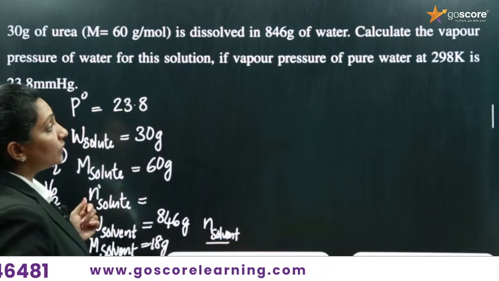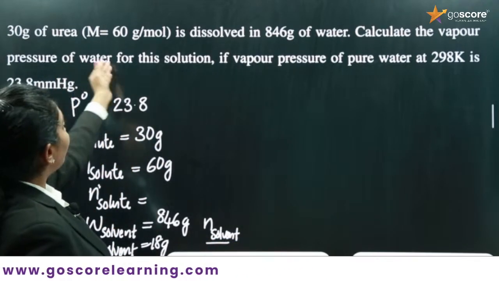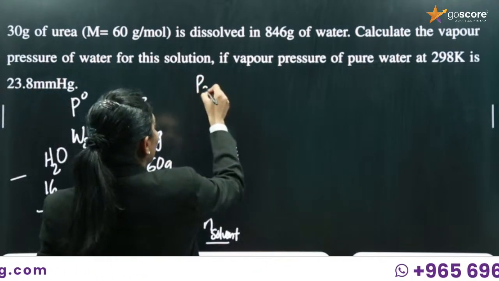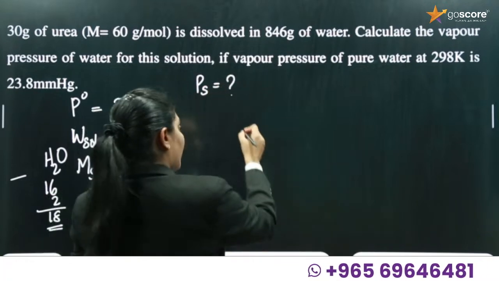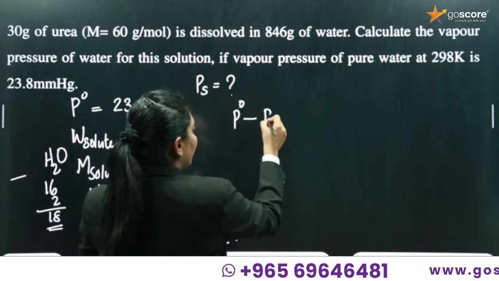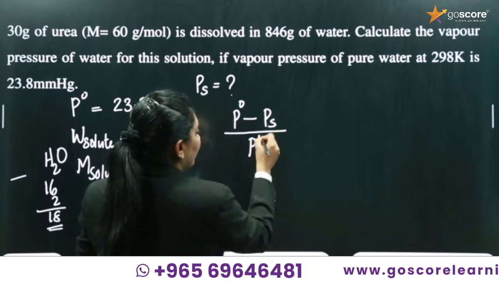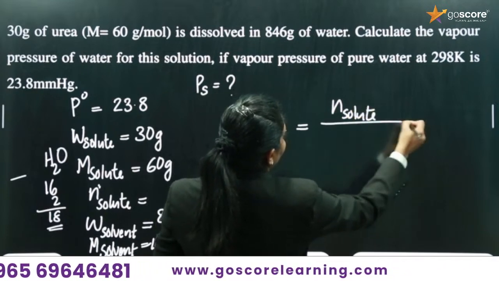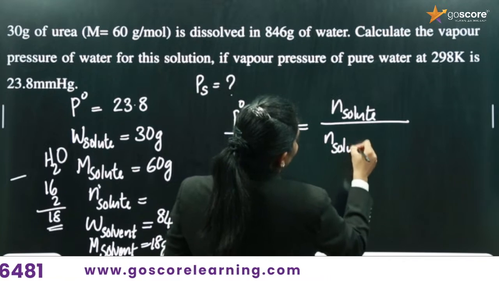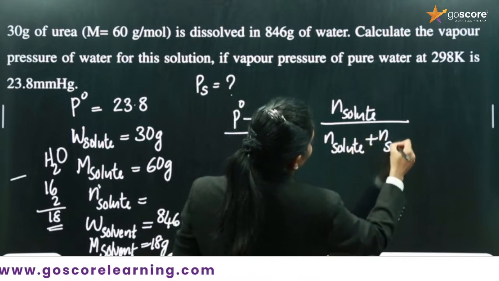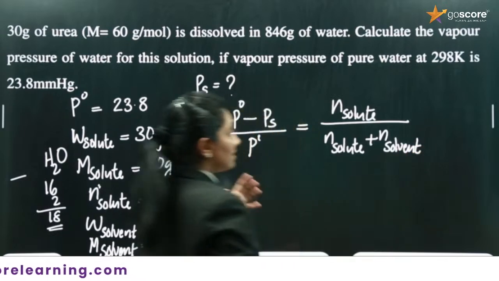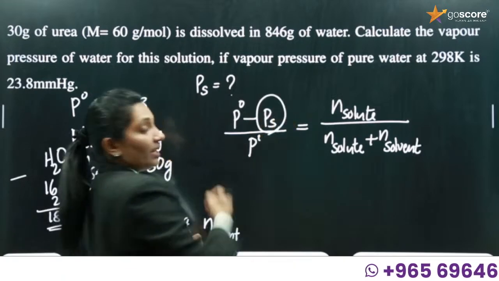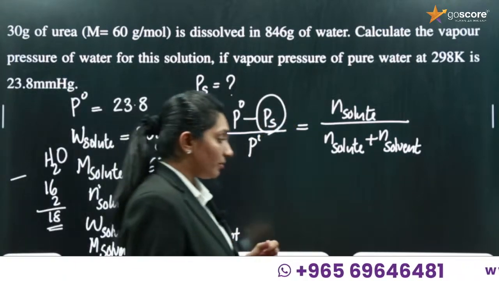You want to calculate only the vapor pressure of the water in the solution, that means the vapor pressure of the solution. So our expression is (P naught minus PS) divided by P naught is equal to the number of moles of solute divided by the number of moles of solute plus the number of moles of solvent, right? By simply substituting these values, you can easily find this PS value. So you can do this problem on your own.